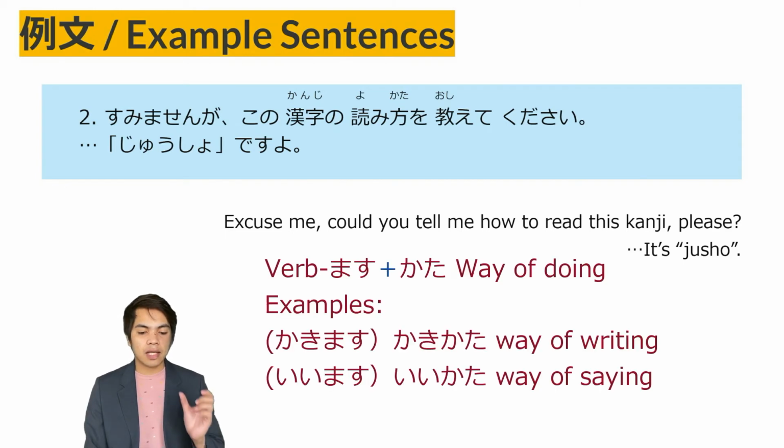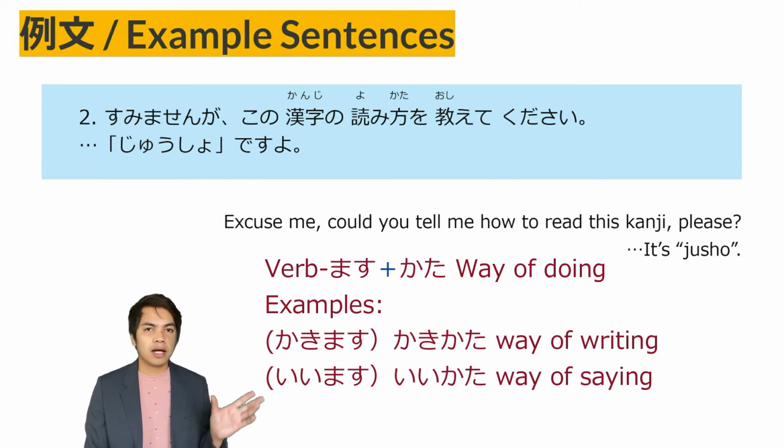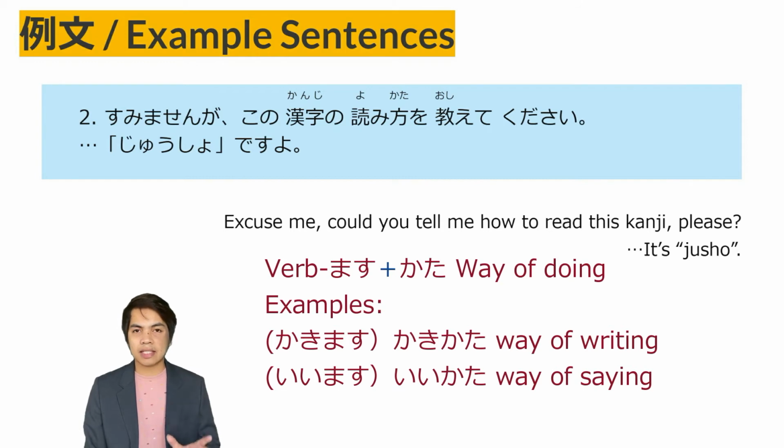So the word yomikata, from the verb yomimasu, means to read, and yomikata means how to read or way of reading. Kono kanji no yomikata, how to read this kanji, o oshiete kudasai. Please teach me or please tell me how to read this kanji. Jushou desu yo. It's jushou. So jushou means address.